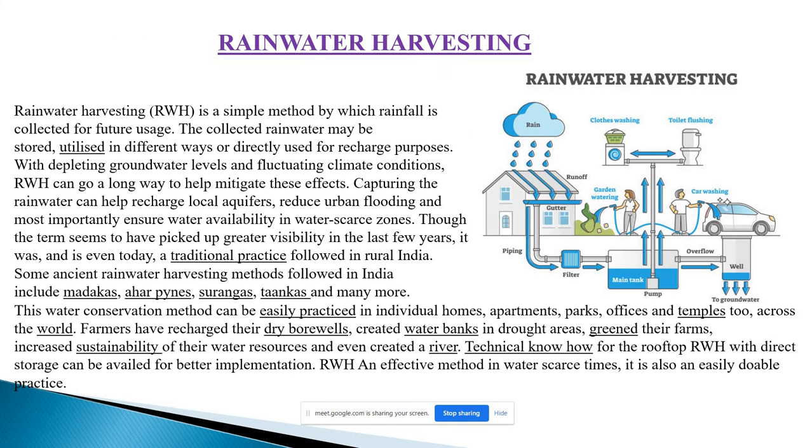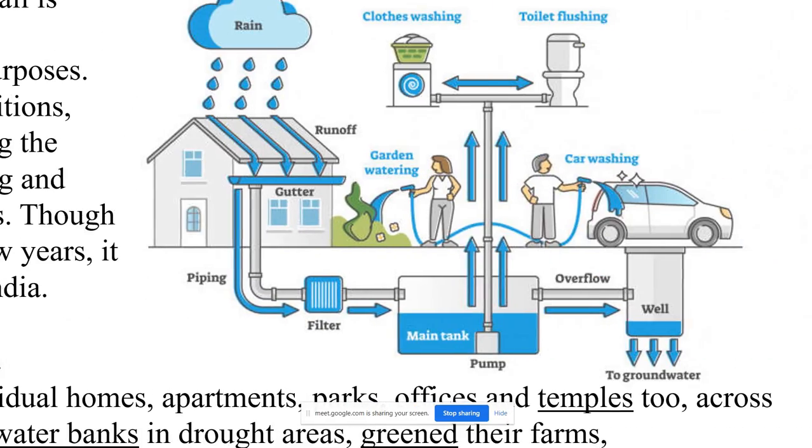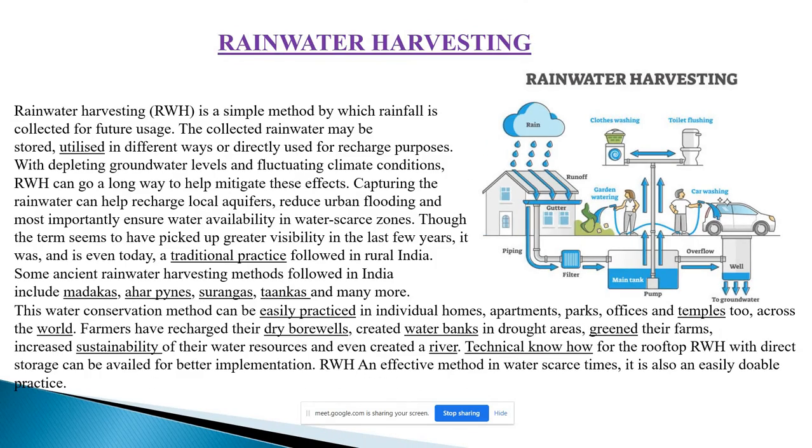Advantages of rainwater harvesting. It is low cost. It helps in reducing the water bill. It does not require a filtration system for landscape irrigation, and there are many more advantages.